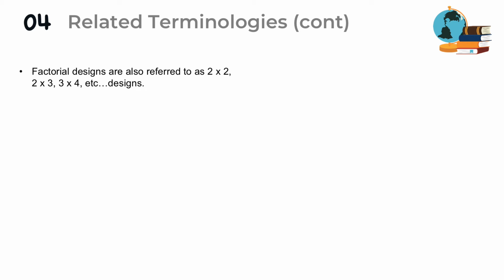Factorial designs can also be referred to in the following format. For example, 2 times 2, 2 times 3, 3 times 4, and so on. But what do these numbers mean? For example, if we have 2 times 3, the first number refers to the number of levels of the first factor, or factor 1. So in this case, factor 1 has 2 levels. The second number here refers to the number of levels of factor 2, or in other words, factor 2 has 3 levels.